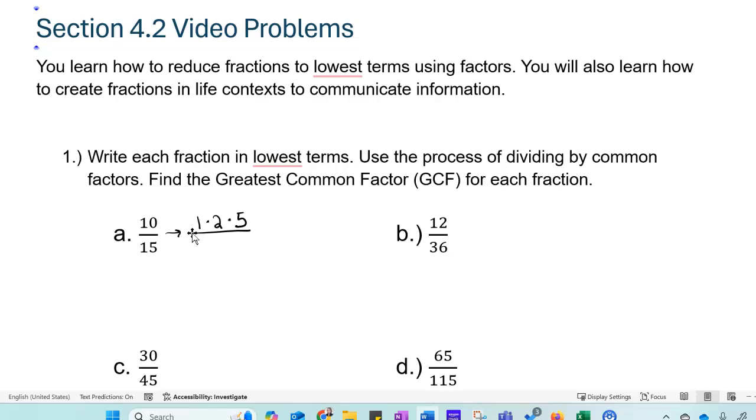Okay, so I'm going to do the same thing for the 15. So I have 1 times 3 times 5. So the factors of 10 are 1, 2, and 5. 10 is also a factor, but that's not going to help here. But if you were asked for a complete list of factors, 10 would be included here. Factors of 15 are 1, 3, and 5, with 15 being another one. But again, we don't need that because we're in the process of reducing these things.